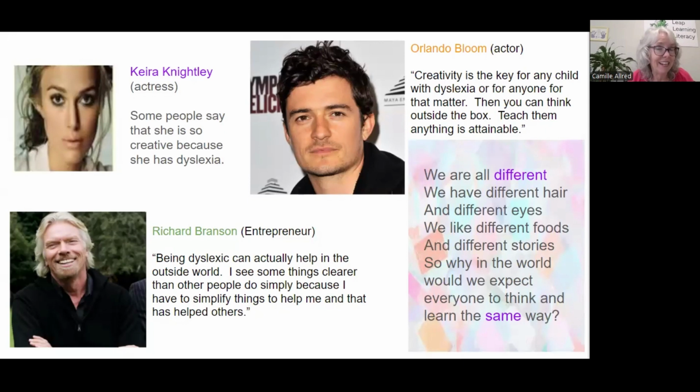There are some other ones too. We have Keira Knightley and Orlando Bloom, who in my day, or when my kids were young, of course, that's the Pirates of the Caribbean. There's many other movies that they've been in too. But some people say that Keira Knightley is so creative because she has dyslexia. Orlando Bloom, who has it too, says creativity is the key for any child with dyslexia, or for anyone for that matter. Then you can think outside the box. Teach them anything is attainable.